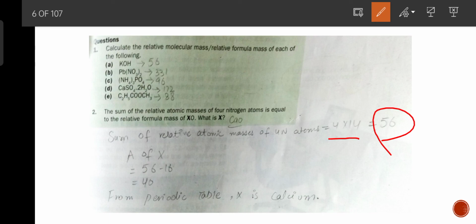Now you have to find out X. You can just deduct the relative atomic mass of oxygen from 56 and you will get the answer, that is 40, and your element is calcium. The atomic mass of calcium is 40 in the periodic table.